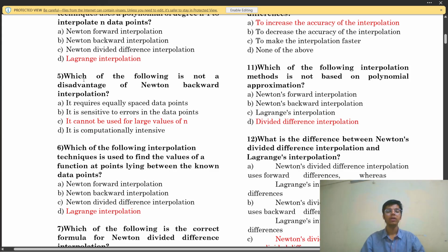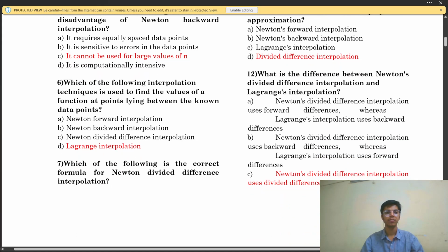Now in fifth question, it is given that which of the following is not a disadvantage of Newton backward interpolation? So similarly the correct answer here is, it cannot be used for large values of n. So Newton backward interpolation cannot be used for a large value of n, and it is not a disadvantage of Newton backward interpolation.